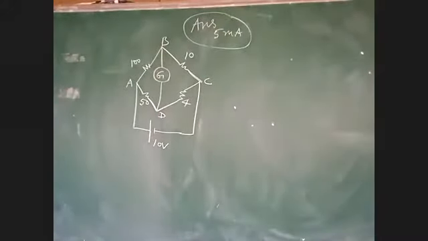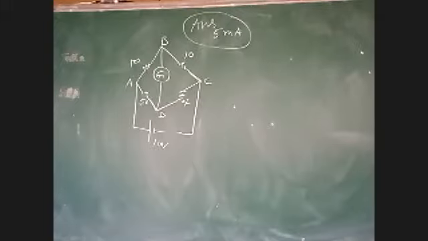In your textbook, they have given the answer as 5 milliampere in the galvanometer. So the question I am telling once again: determine the current in the galvanometer whose resistance is 20 ohm using Thevenin's theorem. Okay. Draw the circuit.